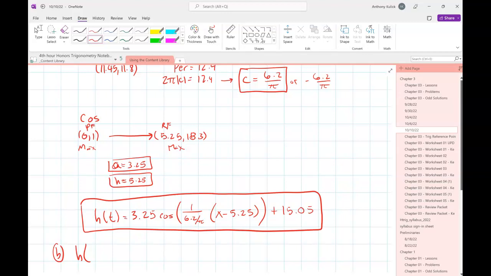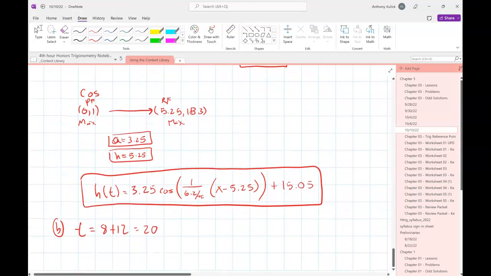Nope. 20. Why? 24 hours a day. Yeah, it's 12 hours to noon and then 8 more hours, right? So the T is not the time, it's the elapsed time. It's not the time of day, it's the elapsed time. So at 8 o'clock, it'll be 20 hours gone on.